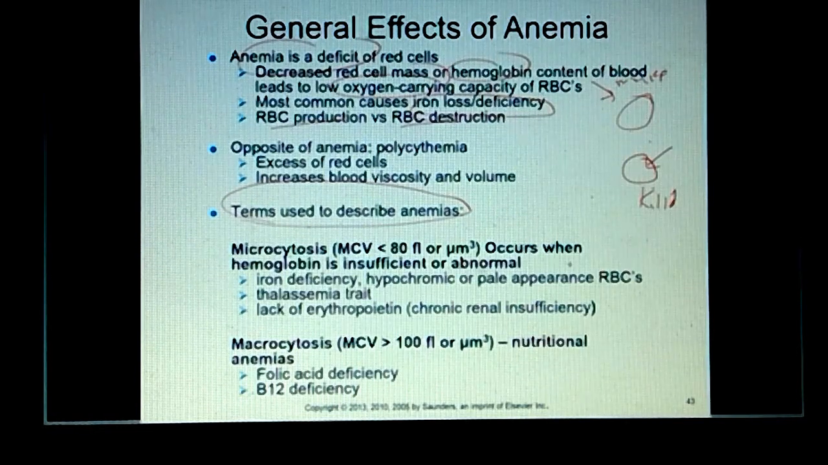Macrocytosis are big cells where the MCV is greater than 100 femtoliters. These are often associated with nutritional deficiencies where you don't have enough folic acid or enough B12.